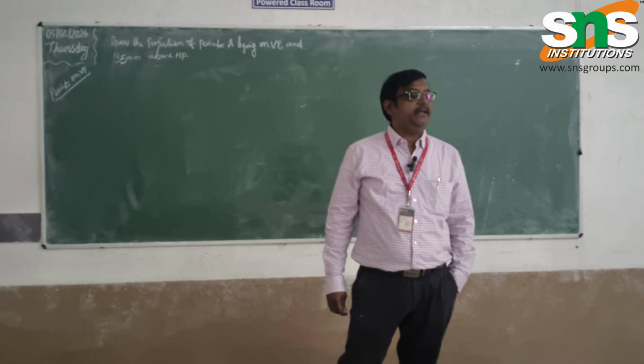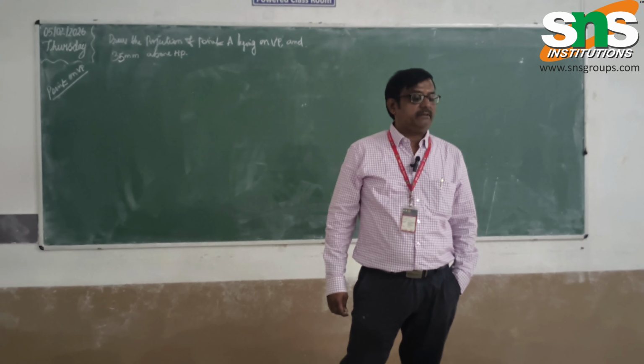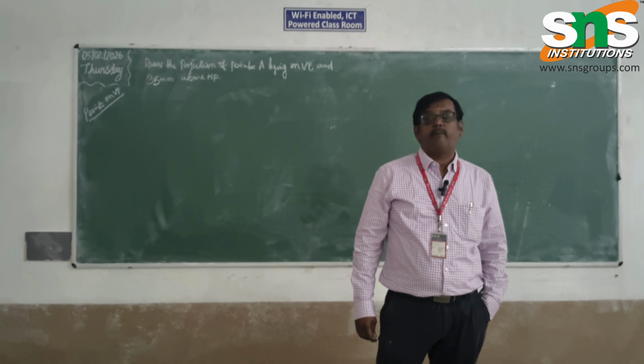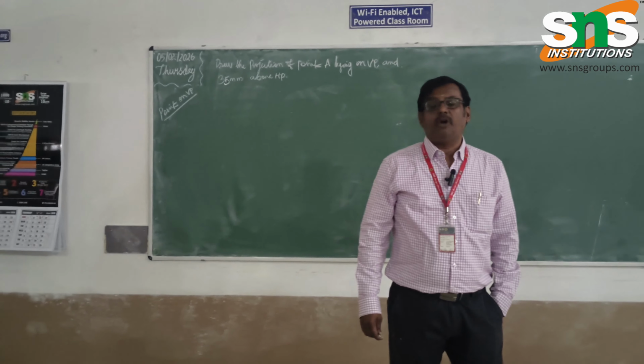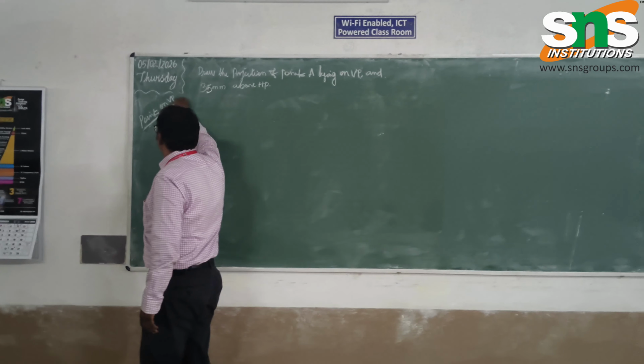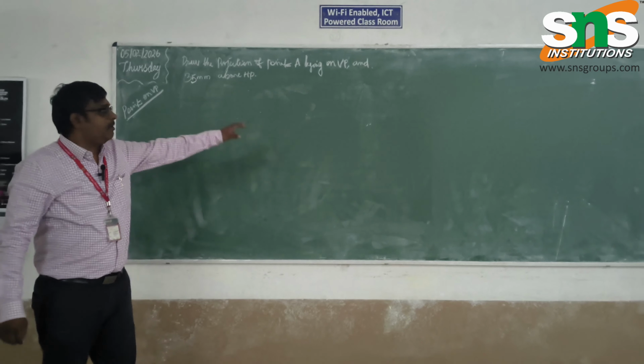Now we are going to see problems on points in the first quadrant. In the previous problem you understood the point on HP. So now we are going to see the point on VP, the projection of a point on VP. Let me read the problem first.